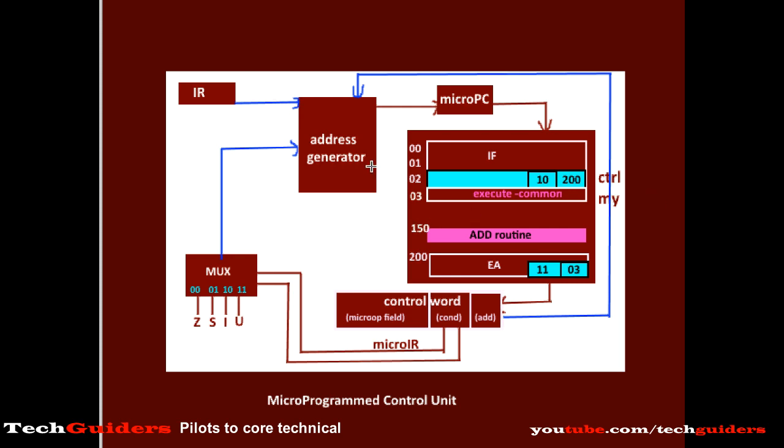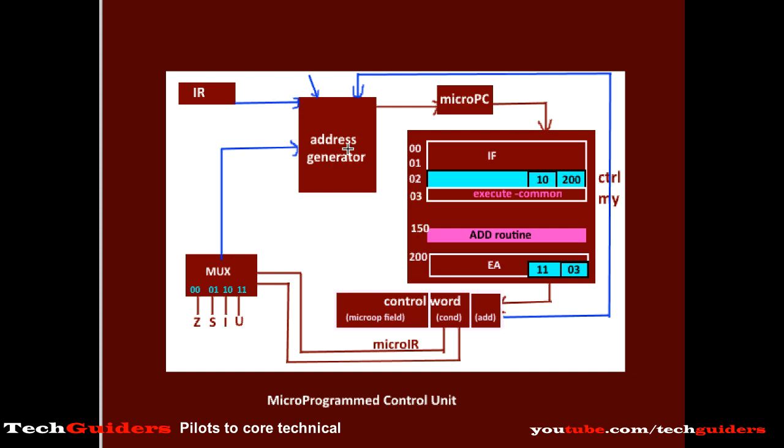So in general, the next address may be some external address or some initial address, or it can be based on the input from the condition code flags or from the control word or from the opcode which is in the instruction register. Based on all these inputs, the next address will be decided and will be updated to the microprogram counter. Based on the address, that micro instruction will be loaded to the micro instruction register and the signals will be generated based on the code residing in the micro operation field.